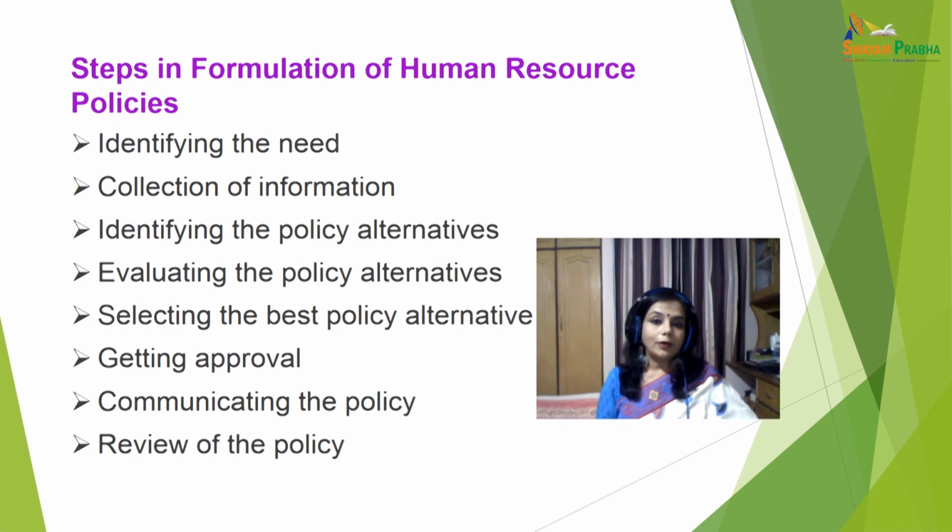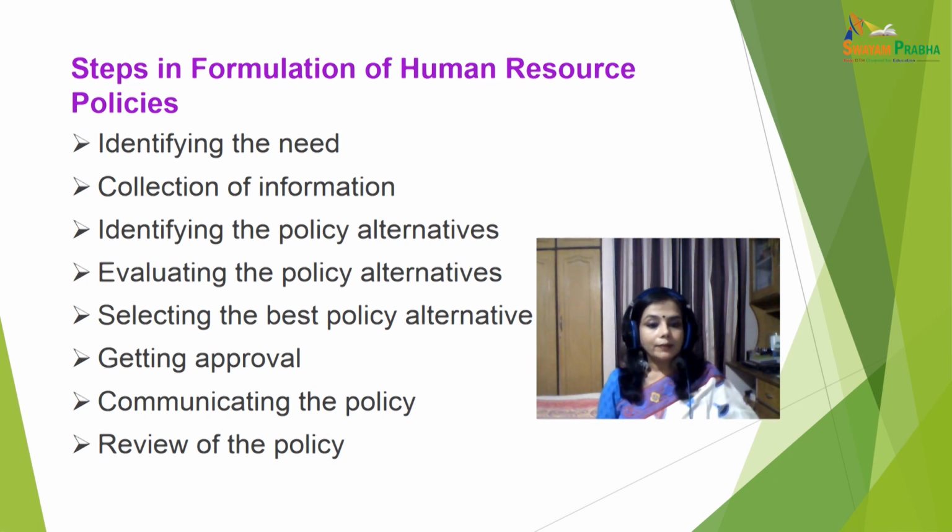Then identifying the policy alternatives. As we have said that policies are nothing but plans. So you have to identify the different types of alternatives available, and after that you have to evaluate them on the basis of certain criteria. Say the budget, the time frame, and also for what purposes it should be, whether it will be beneficial for the organization, for the employees, or for any other party. So on all those bases you have to evaluate whether they can be implemented or not, that you have to find out.